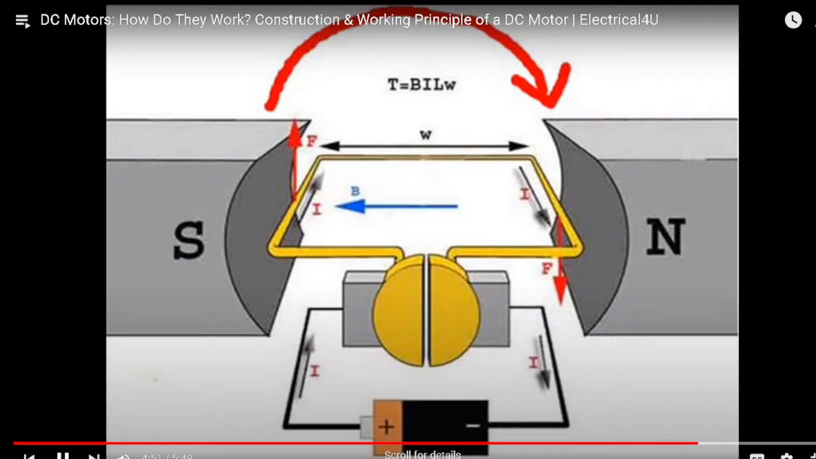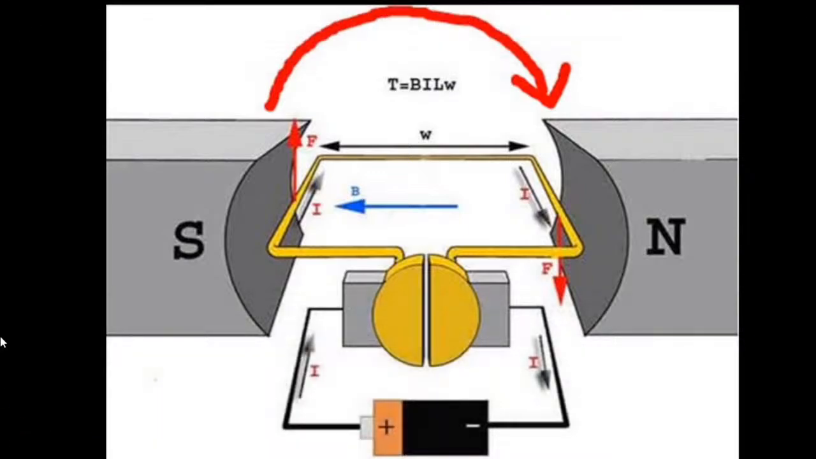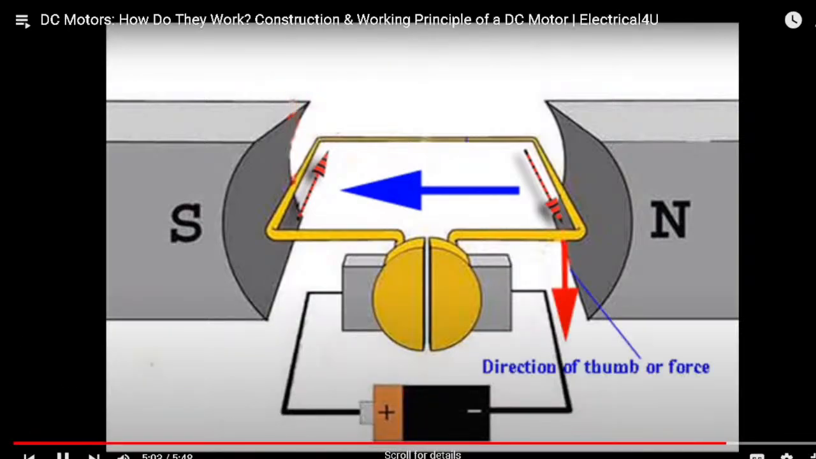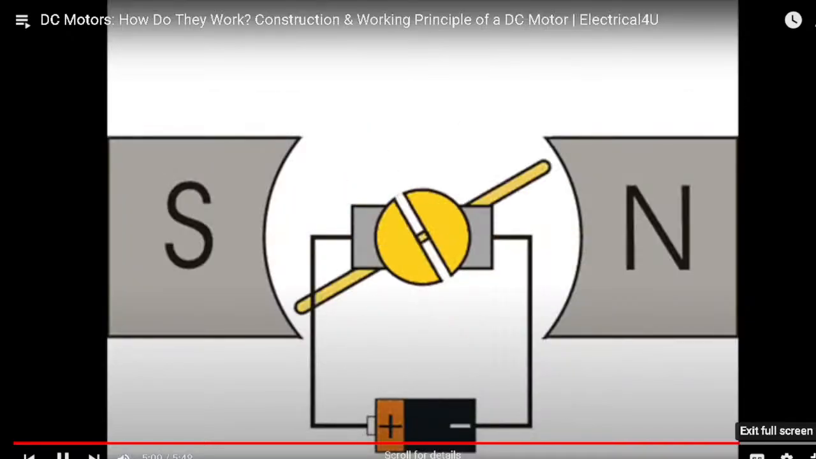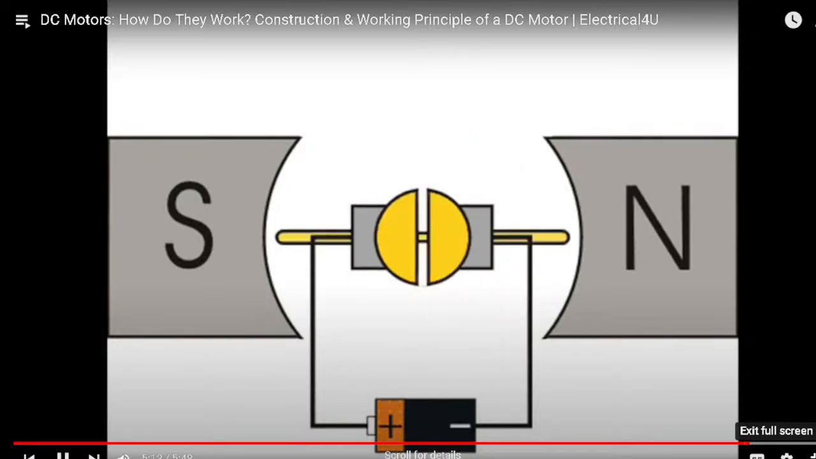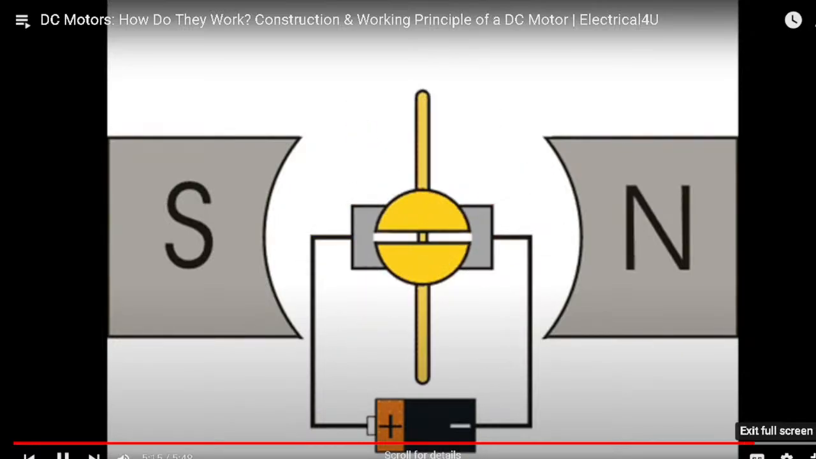Now from that explanation, we can come to the conclusion that here in this model, whichever conductor comes under South Pole experiences an upward mechanical force, and whichever conductor comes under North Pole experiences a downward mechanical force. And due to these two forces, the single turn continues to rotate until the battery is disconnected.